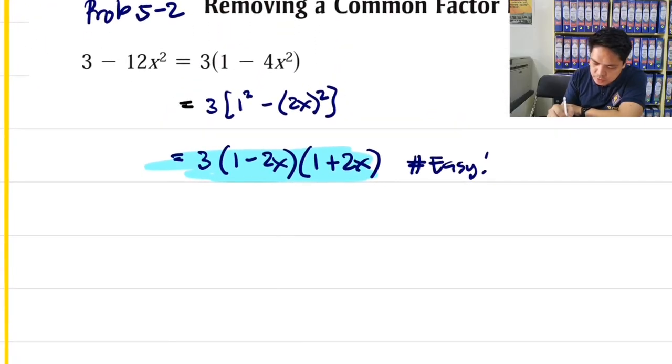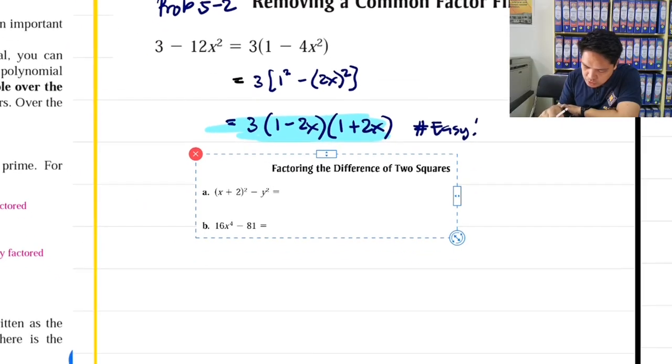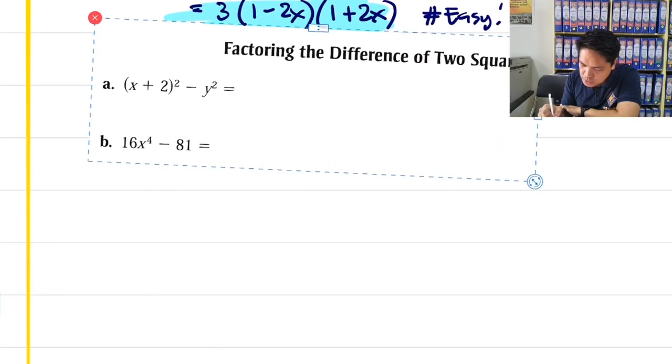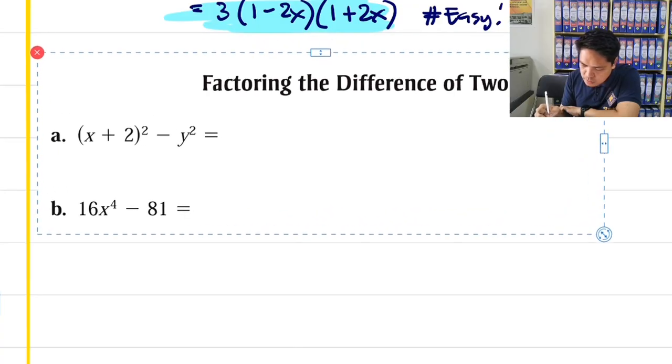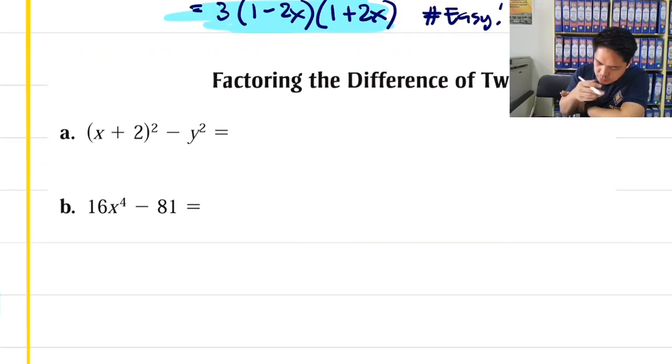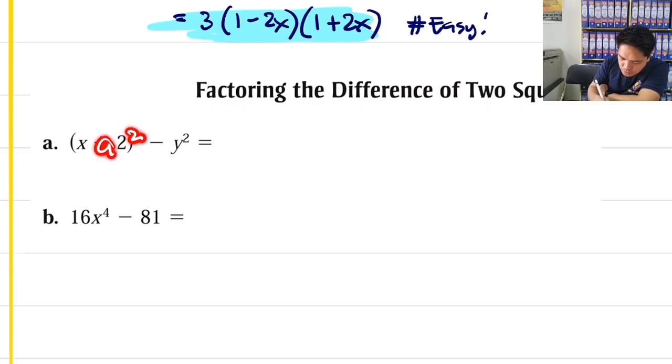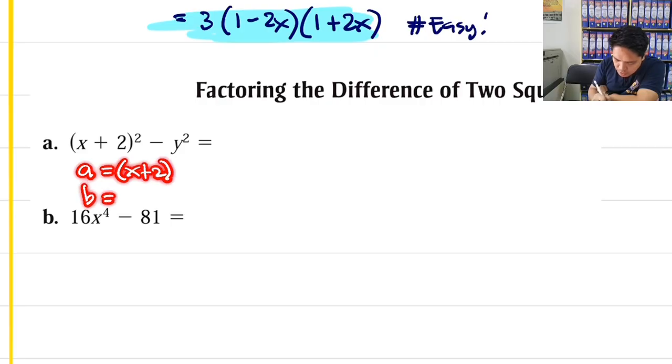Next problem. Okay, how about this? Factoring the difference of two squares. For letter A, we have x plus 2 squared minus y squared. Again, this is in the form a squared minus b squared, where our a is x plus 2 and our b is y.